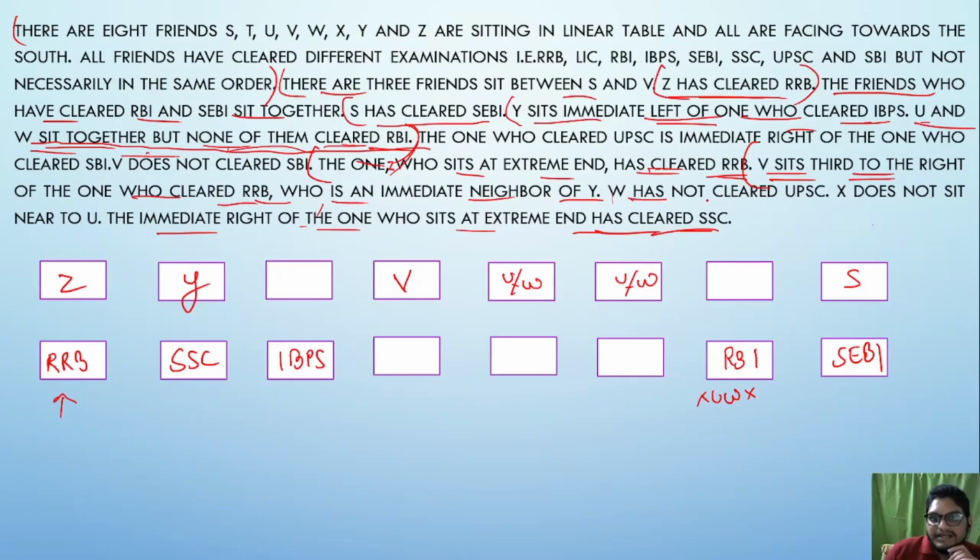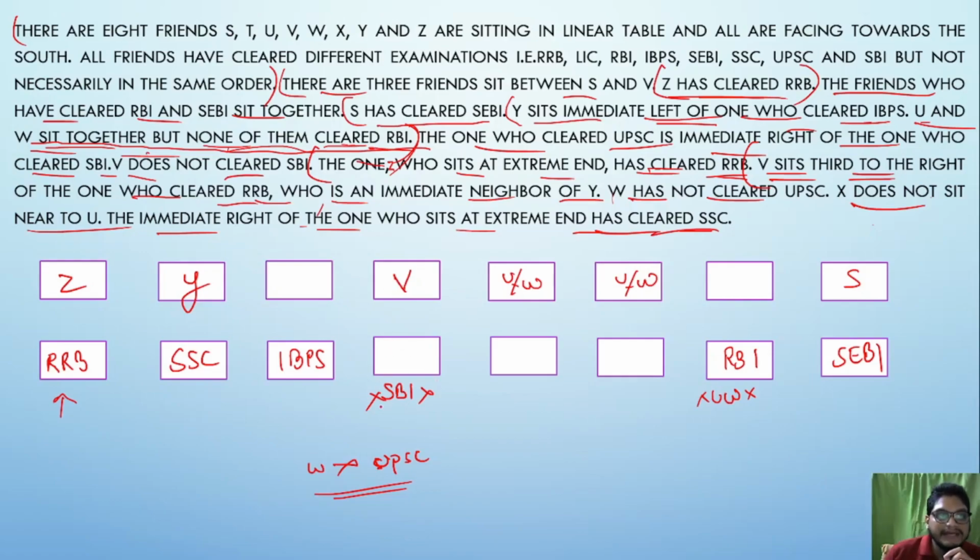In this line it is telling you that W has not cleared UPSC. So wherever you are putting W, just make sure that this guy has not cleared UPSC, right? X does not sit near to you. Done. The one who has cleared UPSC is to the immediate right of the one who has cleared SBI. V has not cleared SBI. It is again providing you the information that V has not cleared SBI, right?